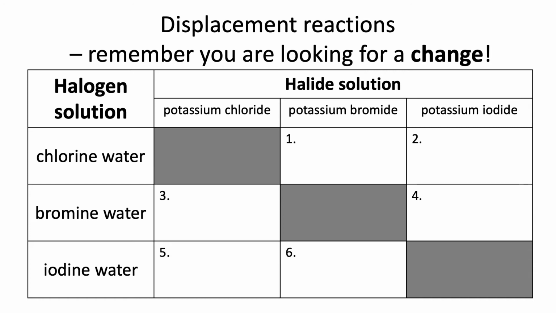We're looking for changes. We're looking for changes in colour. And anywhere where we see a colour change, you can write out what the colour change is. It goes, for instance, from yellow to brown or what have you. That indicates that there's been a reaction. Where there is no reaction, we can write no change or no reaction.